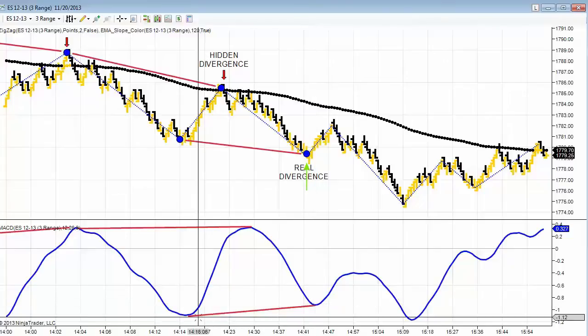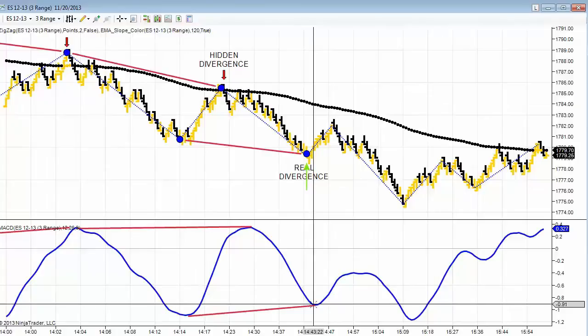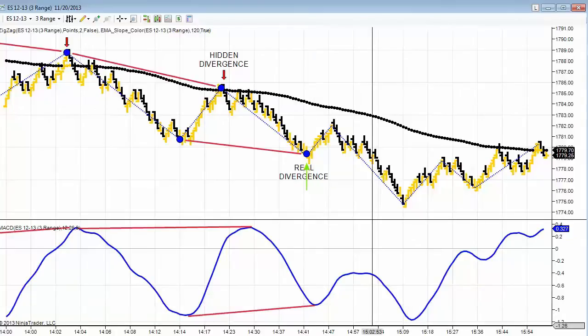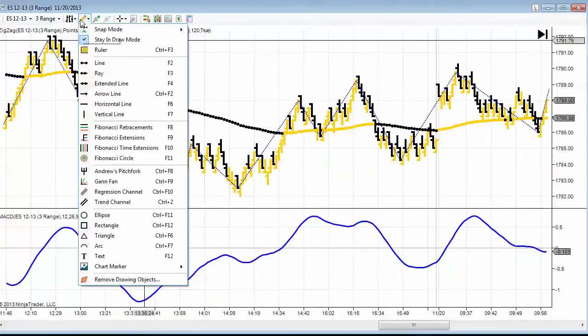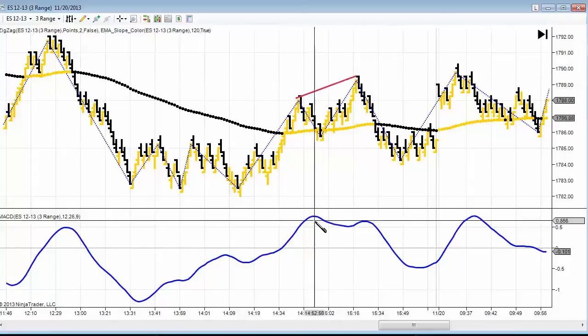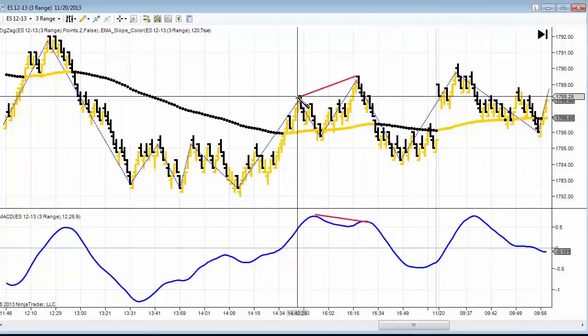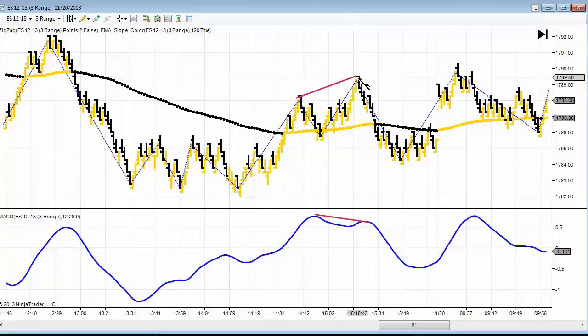So that's pretty common. You see a lower low and then the MACD has a higher low. Let's look for an example of real divergence at a high. Here's an example of real divergence at a high. We have a higher high and then our oscillator drops down. So here we've got the market putting in a higher high from 1788 quarter to 1789.50.